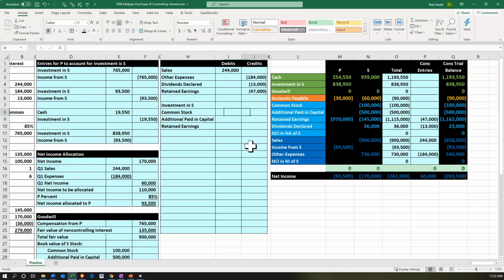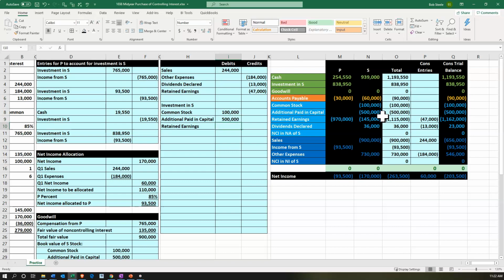Now, the common stock is on the books here as a credit. So we're going to debit it to remove it. Additional paid in capital is on the books as a credit. We will debit it to remove it.